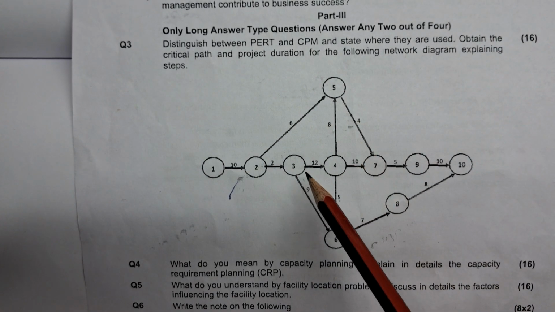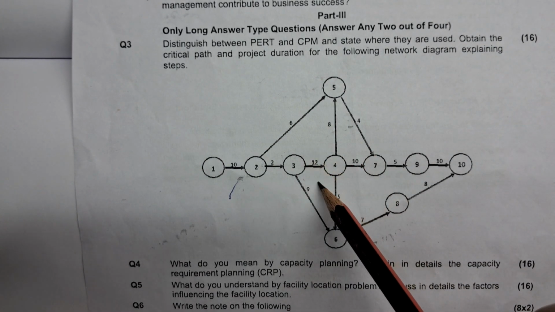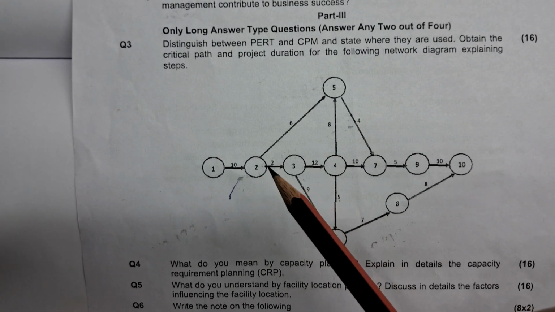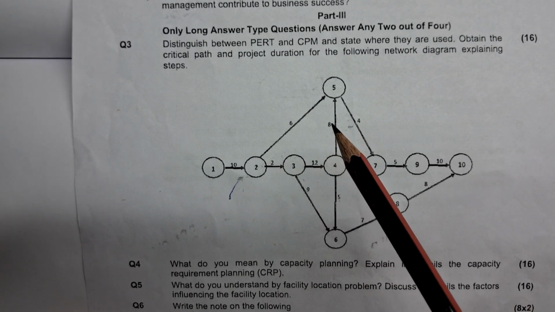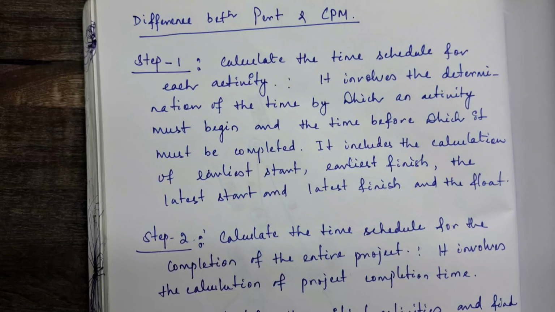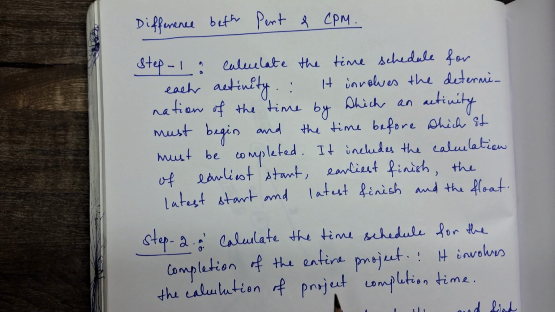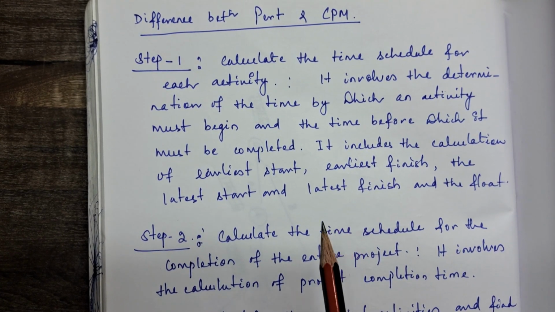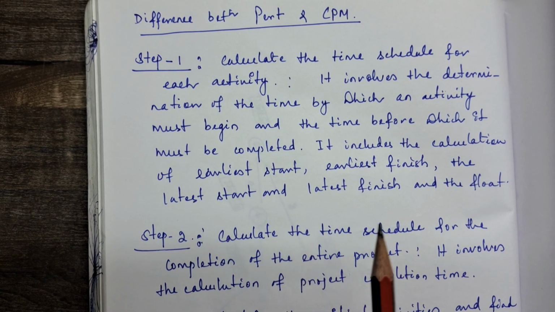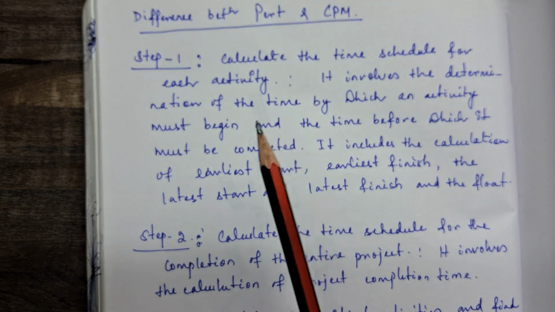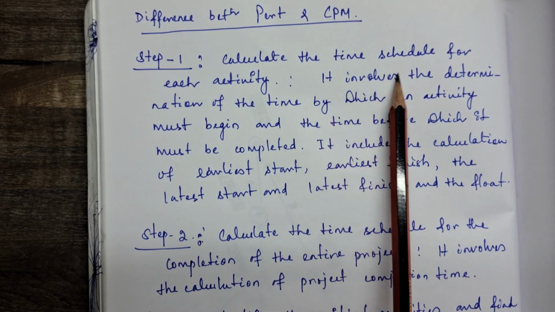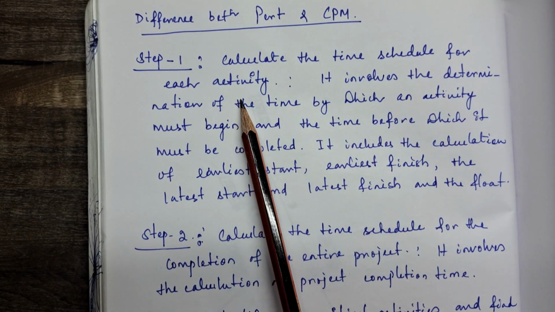So this is the network diagram. It is given. We have to work through this network and find the critical path. The steps to find the critical path and to calculate the duration of the project: the first step is to calculate the time schedule for each activity.